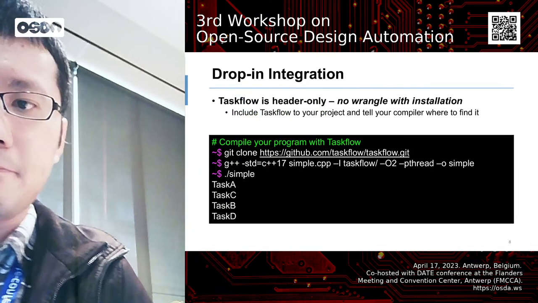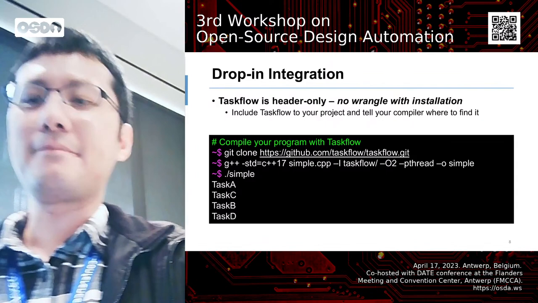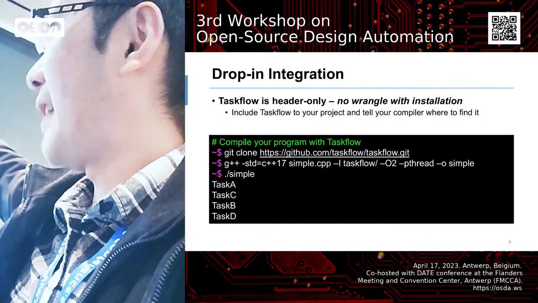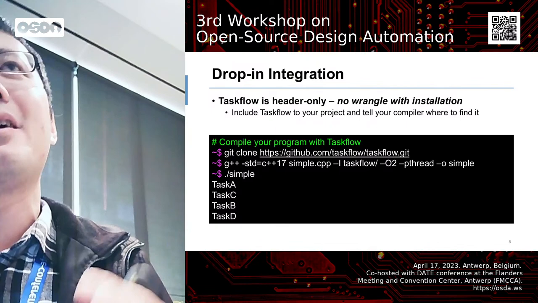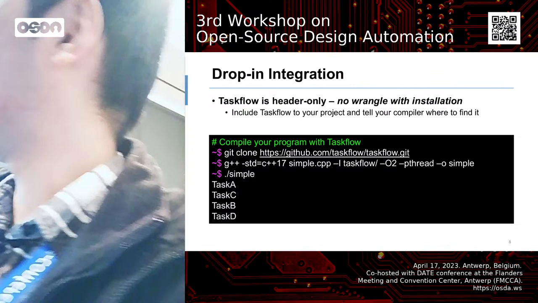Using TaskFlow is very, very easy. Pretty much all you need is to include our TaskFlow project into your project, and tell your compiler where to find the header file, because TaskFlow is header-only. It's completely written in standard C++. There is no non-standard C++ feature. All you need is to download our header file, include it into your project, and tell the compiler where to find it. That's it.